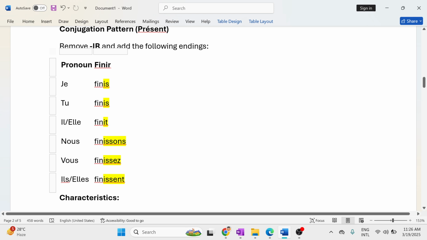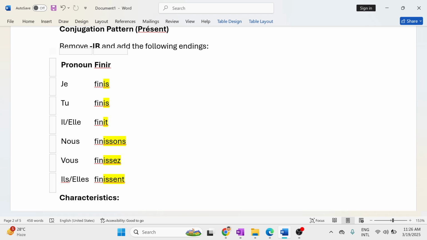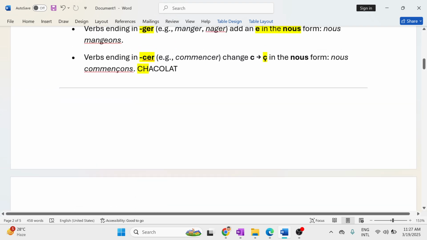The sound of nous and vous is different, right? Just like ER verbs, parlons, parlez. Nous parlons, vous parlez. Apart from that, the rest is just parle. Je parle, tu parles, il parle, elle parle. Right? Let's see again the same thing.